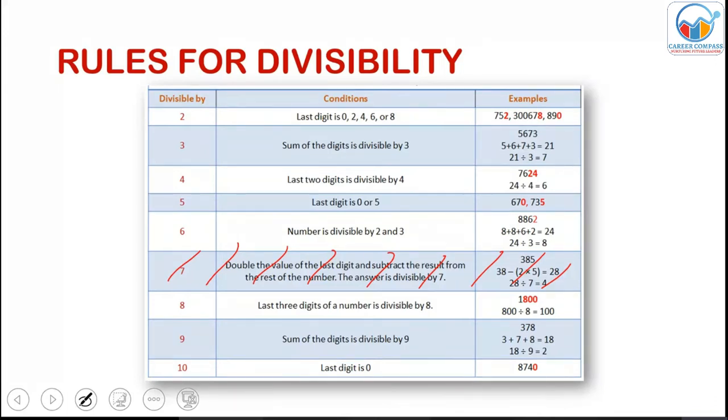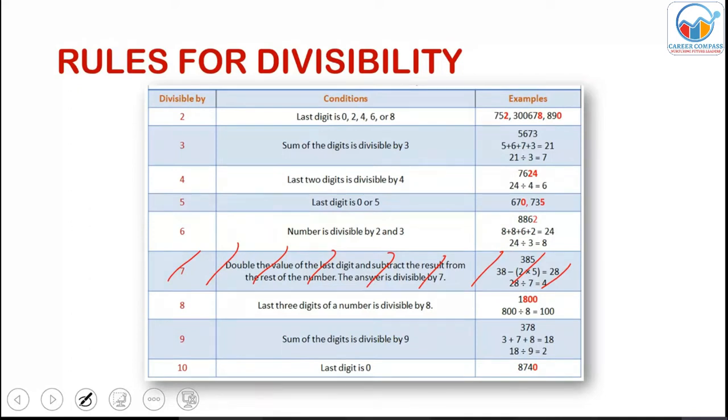So you see, the rules are presented in front of you with example. For example, if you look at 2, we should look at only the unit digit, right? So the last digit should be 0 or an even number, then it is divisible by 2.